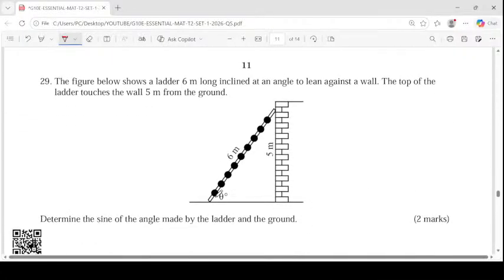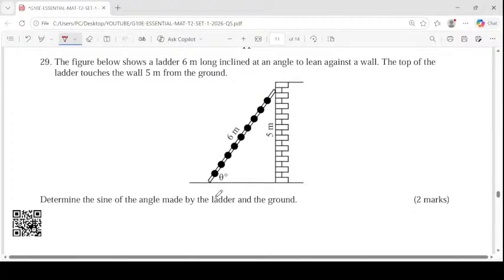Let me go to question number 11. Sorry, 29. Question number 29. The figure below shows a ladder 6 meters long, inclined at an angle to lean against the wall. The top of the ladder touches the wall 5 meters from the ground. Determine the sine of the angle made by the ladder and the ground.